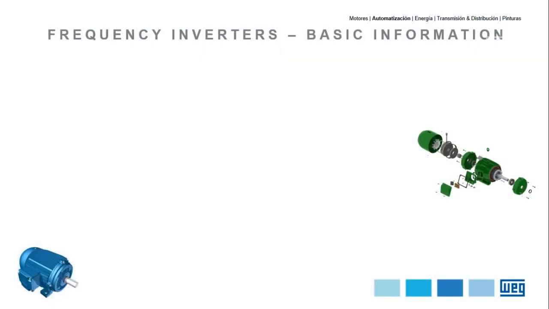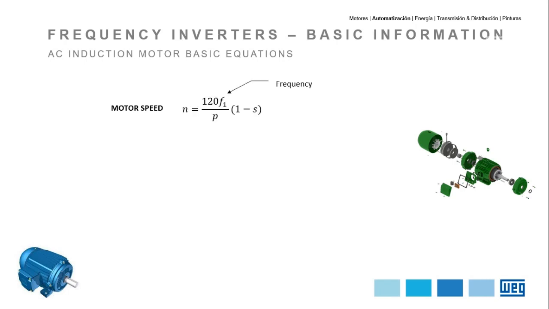The two most important equations when we talk about a motor are probably those of speed and torque. Let's talk about this in more detail. The speed equation is defined by 120 times the frequency of the motor divided by the number of poles of the motor, and the result multiplied by 1 minus the slip. The number of poles and slip are constructive characteristics of the motor. In other words, they cannot be changed. So if we want to change the speed of a motor, we can do it by changing the frequency.